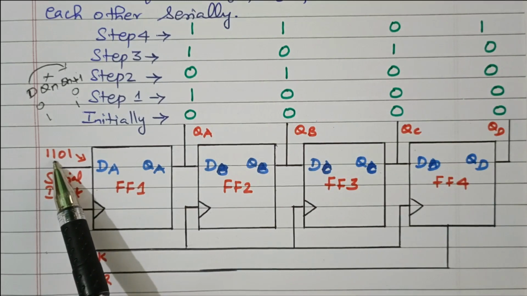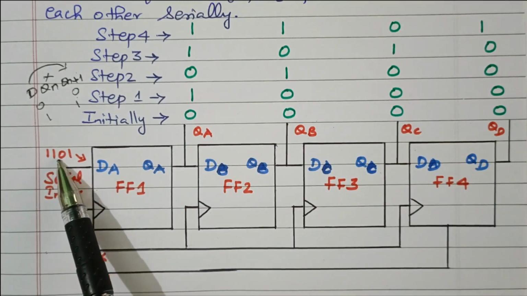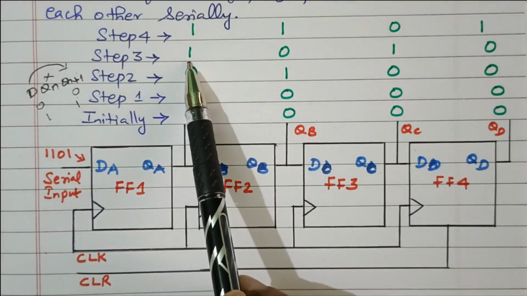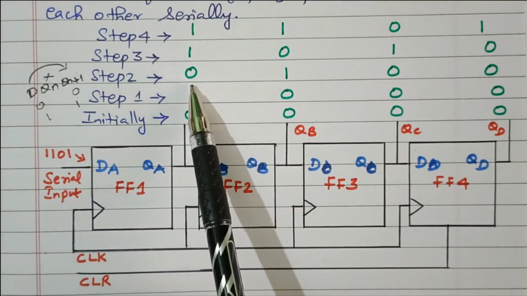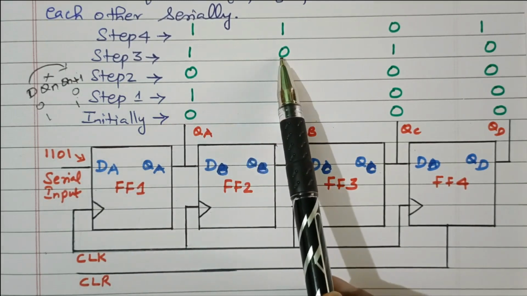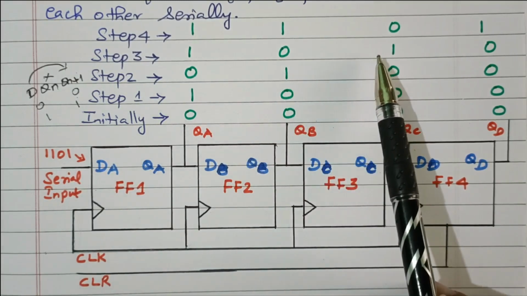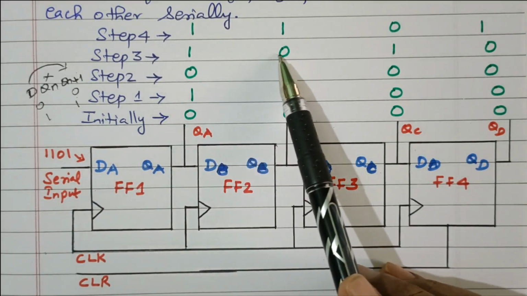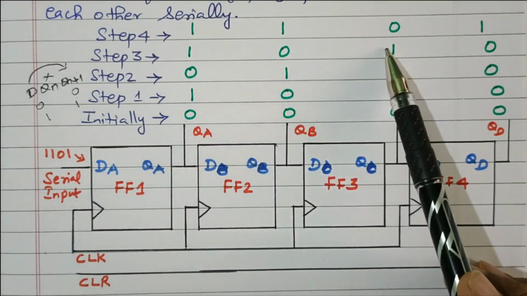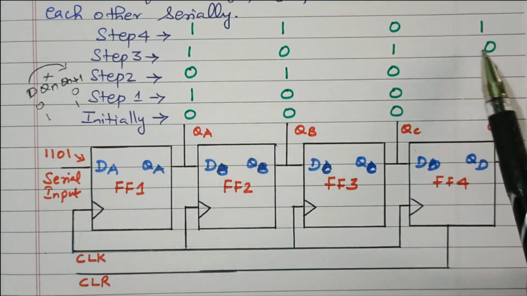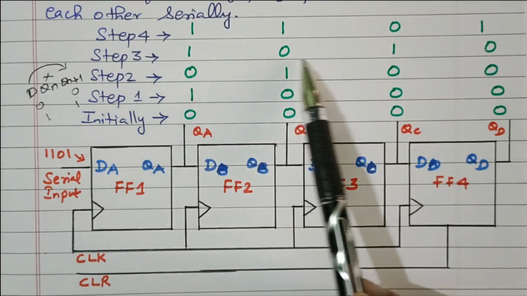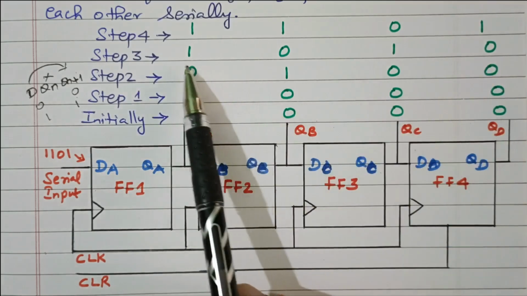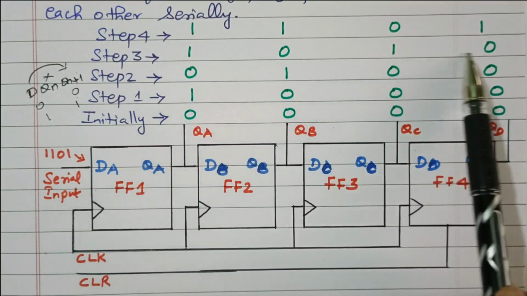In the third step we are sending 1 again, because the data is 1101. So the 1 is given in the third clock pulse. What happened? This 0 will transfer to the next flip-flop, this 0 transfers to the next flip-flop, this 1 transfers to the next flip-flop, and this 0 transfers to the next flip-flop. Now it becomes 1010. After applying the third clock pulse, the status becomes 1010.